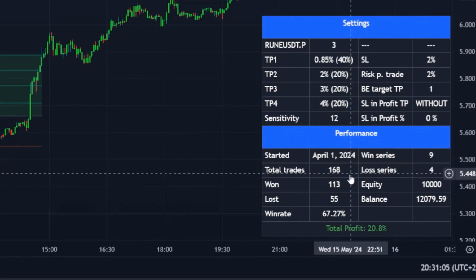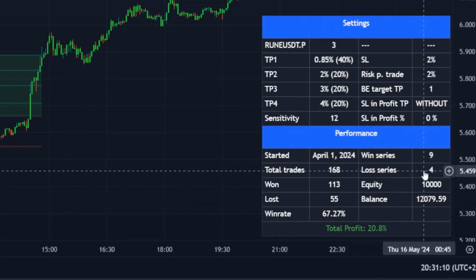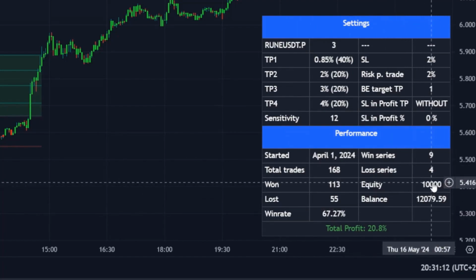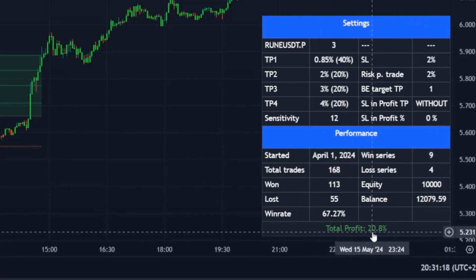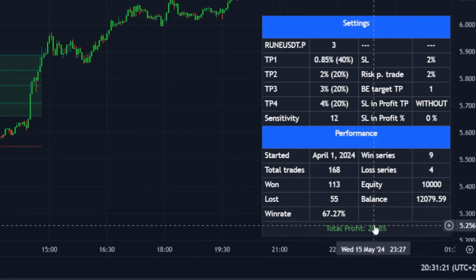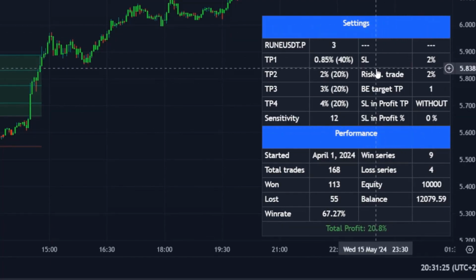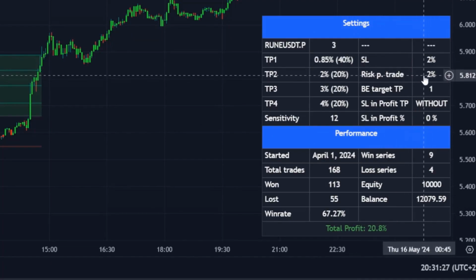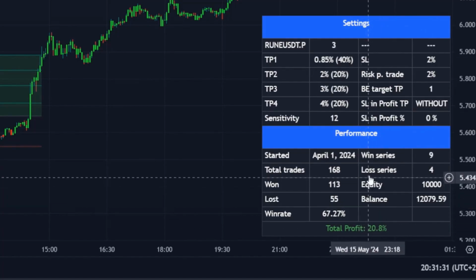This speaks for itself. How many trades were won, lost, win rate, the win series, and the lost series. What started with $10,000 in capital, for example, on April 1st, is now $12,079, and we are talking about 20.8% portfolio profit with just 1x leverage. These calculations represent 1x leverage. Why? Because I have set it to only 2% and want to risk only 2%. And when 100% of the trade is taken, this is what comes out. So this is really crazy.